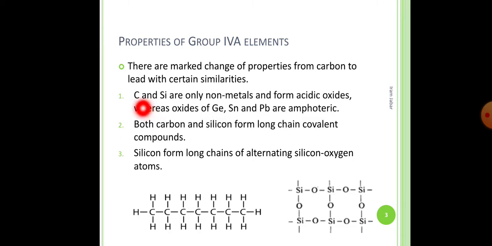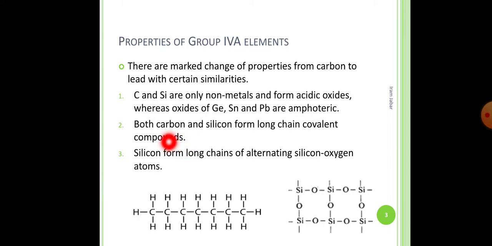As you know, carbon is a non-metal, so it forms acidic oxide, carbon dioxide, which on dissolving in water forms acid, carbonic acid. Same is the case with silicon. It also forms acidic oxide and acid in water, which is silicic acid. But oxides of germanium, tin and lead are amphoteric in nature.